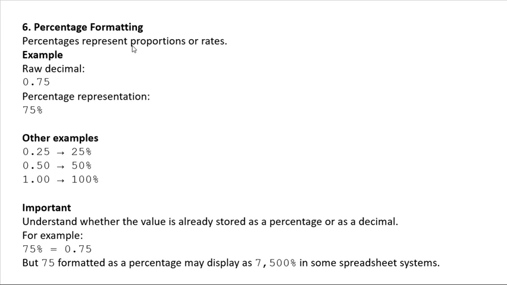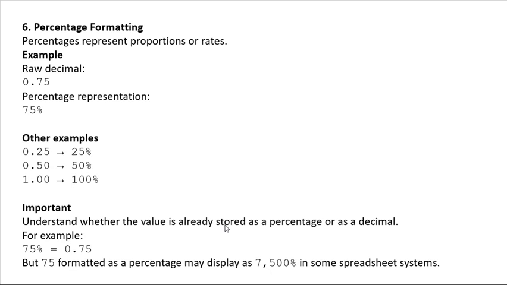Percentage format: percentages represent proportions or rates. For example, the raw decimal 0.75 is represented as 75 percent with the percent sign, 0.25 is 25 percent, 0.50 is 50 percent, and 1.00 is 100 percent.